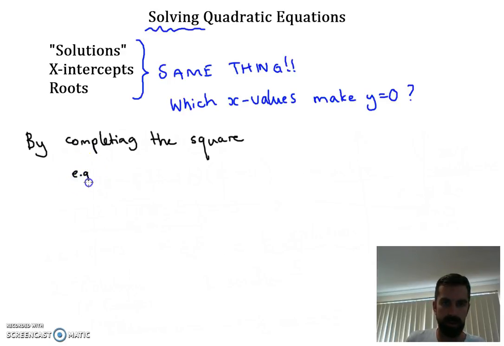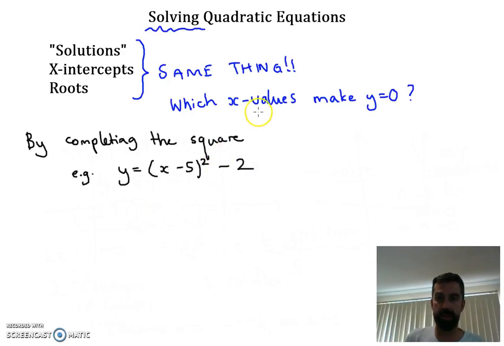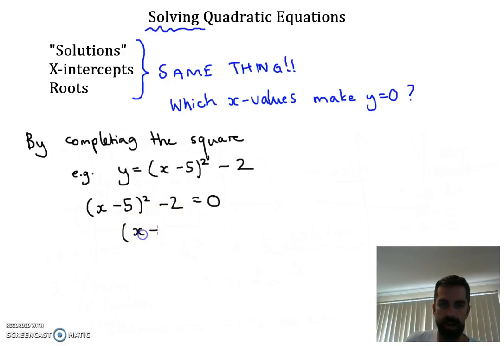Let's do an example. So I'm going to say now y equals (x take 5) all squared take 2. So I'm interested again in which x values make y equal to 0. So that means that this entire equation must be giving us 0. Now I'm just going to rearrange it. So this negative 2 can go over the other side, become a positive 2. So I know that (x take 5) all squared equals 2.